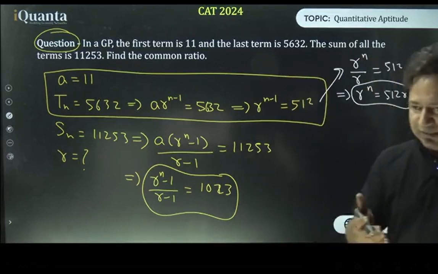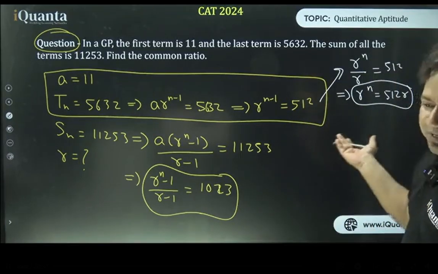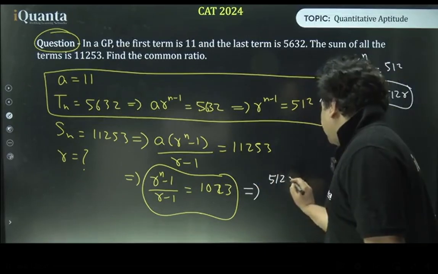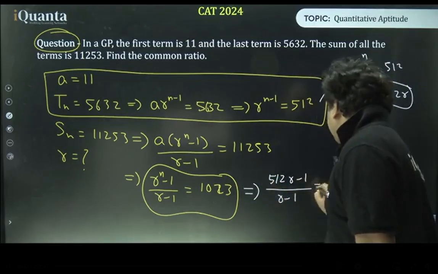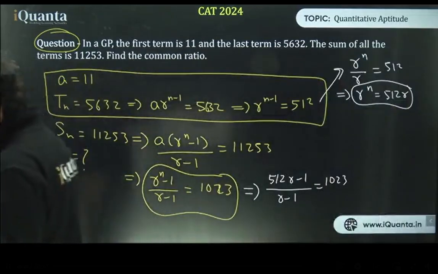From observation I can say R is 2, but now you can also calculate it. So let's put the value here. We have 512 R minus 1 upon R minus 1 is 1023. By cross multiplication you can solve it. Should I solve it or will you be able to solve this?